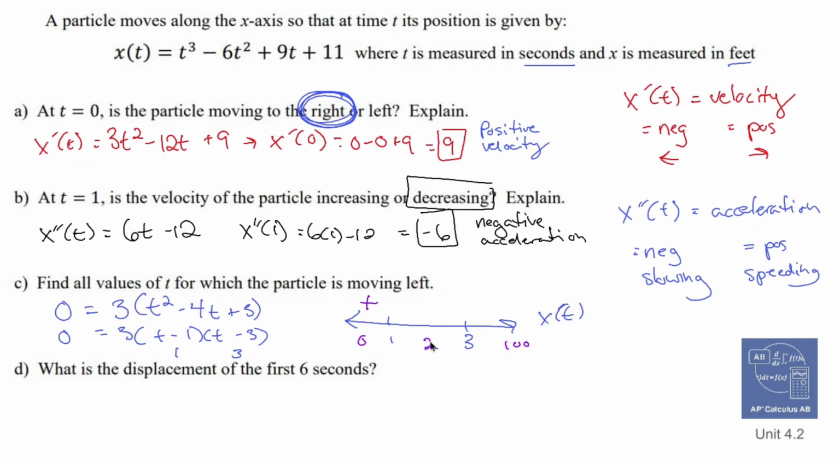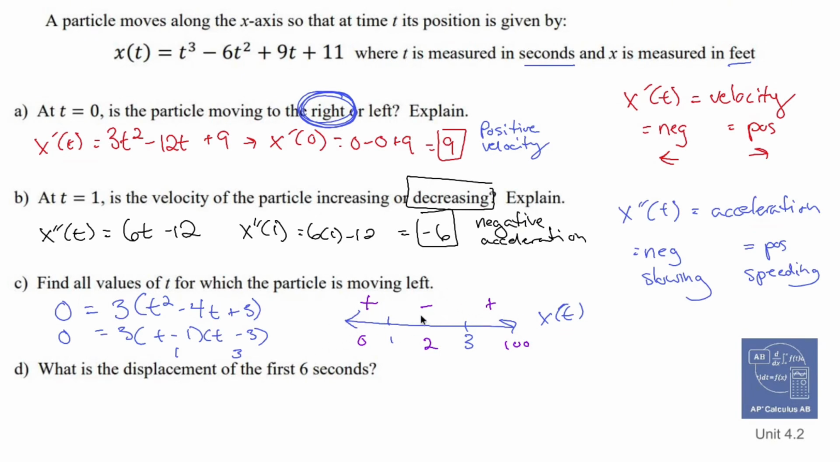If I plug in 2 into the derivative, I would get 3 times 4, which is 12, minus 24 plus 9, which is a negative number. If I were to plug in 100, I would get 3 times a really huge number minus 1200 plus 9. That's going to stay positive. Okay, so that's my sign table.